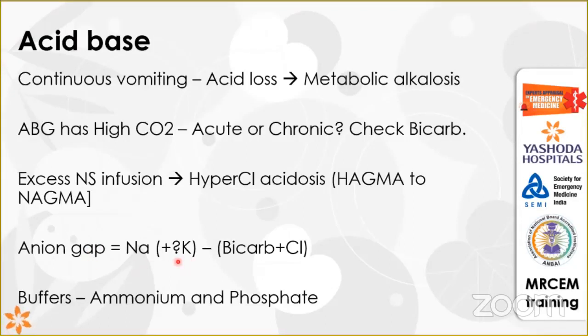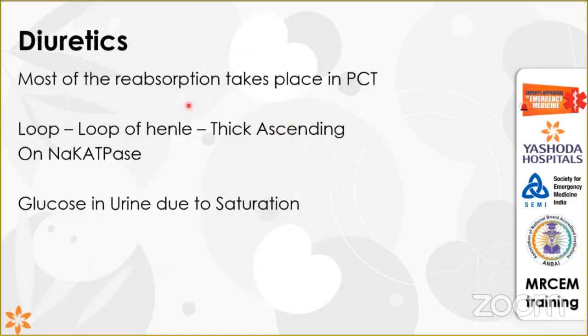So most of the reabsorption is going to take place in the proximal convoluted tubule. So all the substances that get filtered are going to be absorbed in the proximal convoluted tubule. So loop diuretics, this is like a stock question every time. It acts on the thick ascending loop of Henle on sodium potassium ATPase. This is the place where they act on. So loop diuretics act on sodium potassium ATPase in the thick ascending loop of Henle. They might expect this or this.